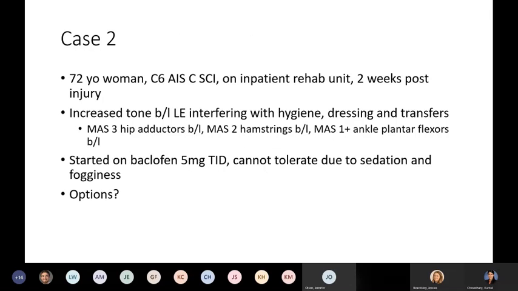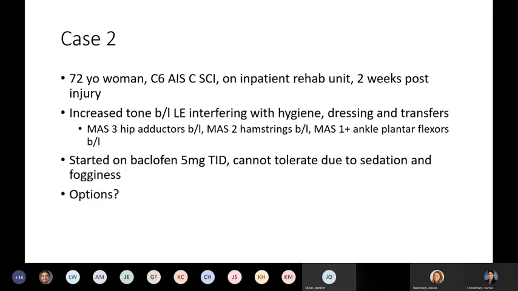Okay. So let's say case 2. This is also someone on your inpatient rehab unit. She's a 72-year-old woman. She has a C6 ASIA Impairment Scale C spinal cord injury. She's about 2 weeks post-injury. She is having increased tone in the bilateral lower extremities primarily, which is interfering significantly with hygiene, dressing, and transfers.